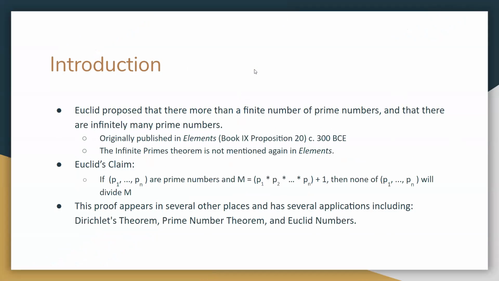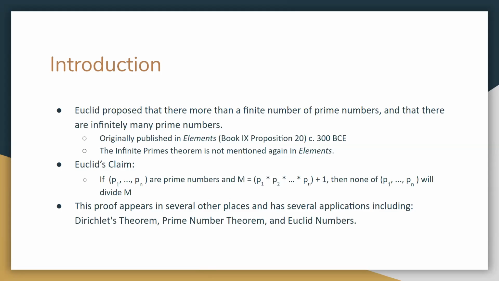So we're going to be talking about Euclid's infinitude of primes. Euclid proposed that there were more than a finite number of prime numbers, that there are infinitely many prime numbers. He originally published this idea in Elements around 300 BCE, and the infinite primes theorem is not mentioned again in Elements, so it kind of stands alone. His claim was that if P1 to Pn are prime numbers and m is equal to P1 times P2 times through Pn plus 1, then none of P1 through Pn will divide m.